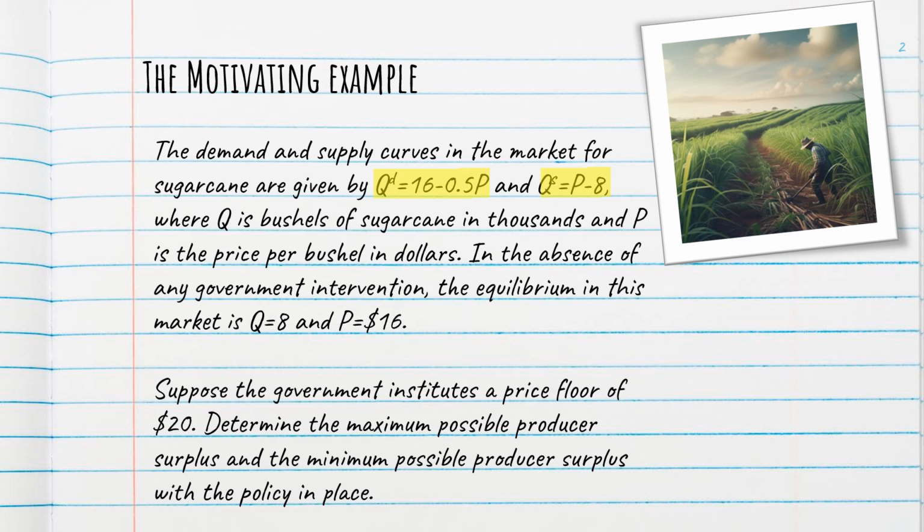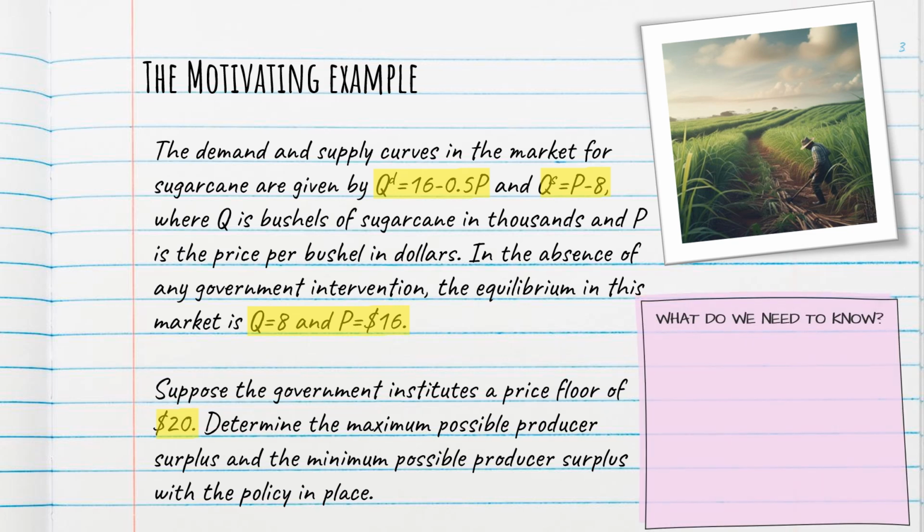We are told that in the absence of any government intervention, the equilibrium in this market is 8,000 bushels of sugarcane and a price of $16 per bushel. Now we're going to suppose that the government institutes a price floor of $20. We want to determine the maximum possible producer surplus as well as the minimum possible producer surplus when this policy is in place. So what do we need to know to answer this question? We need to know the demand curve, the supply curve, as well as the size of the price floor.